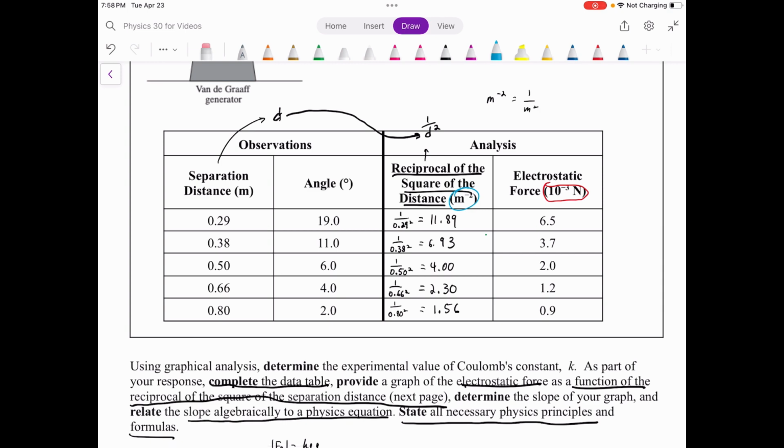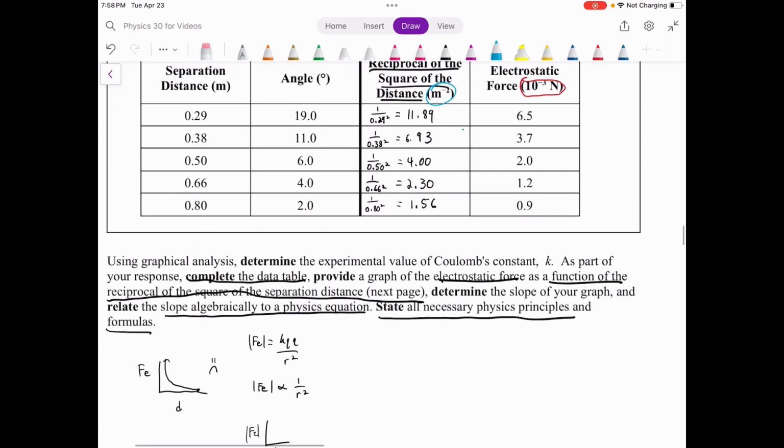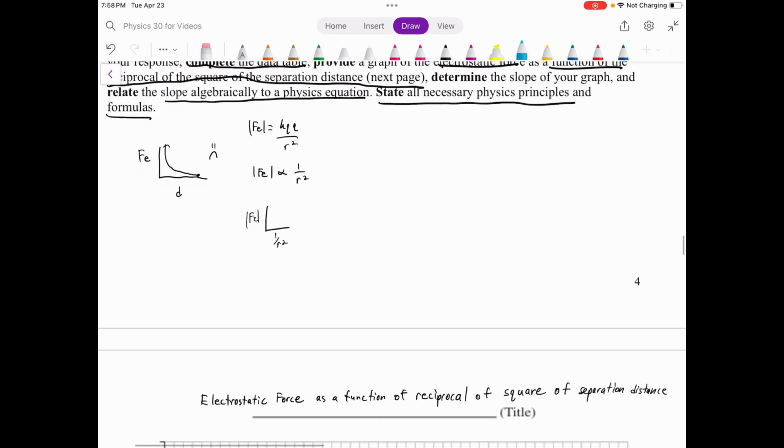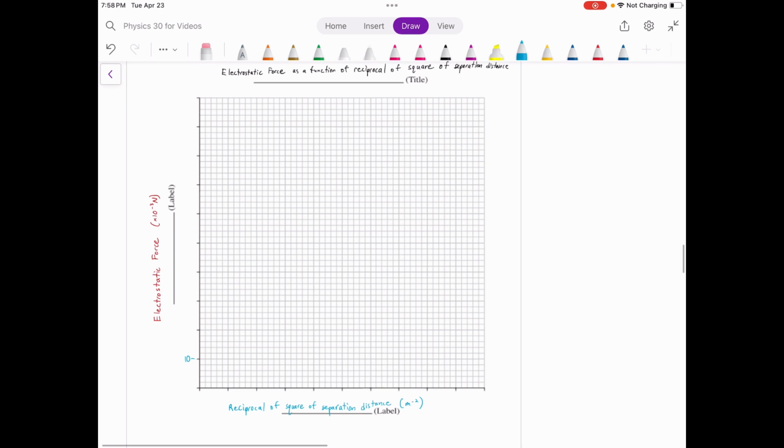So looking at our electrostatic force, we kind of want to spread out the graph a bit. We don't want to make this 10, for example, because then look, our largest value is only 6.5. So look at all the wasted space, and that's actually going to make it way harder to read and way harder for us to analyze. So spread it out, right?